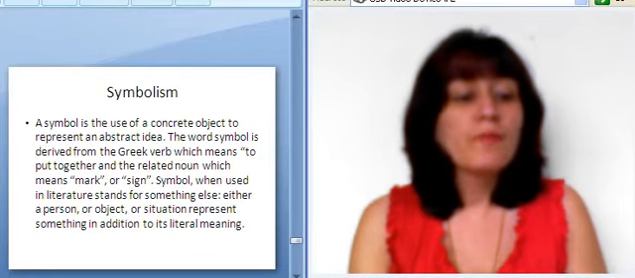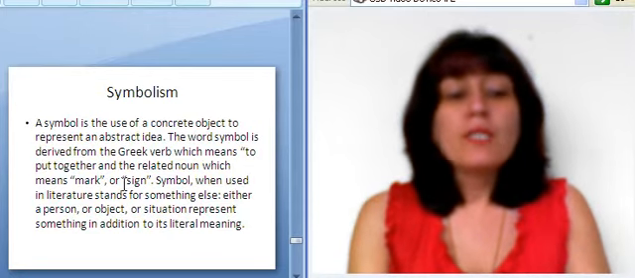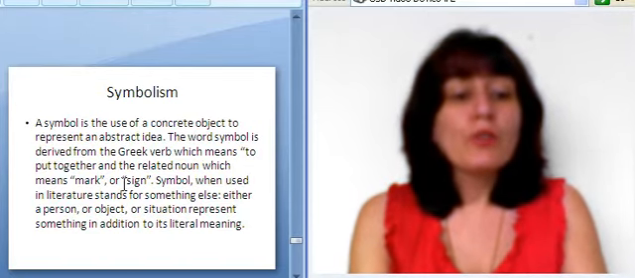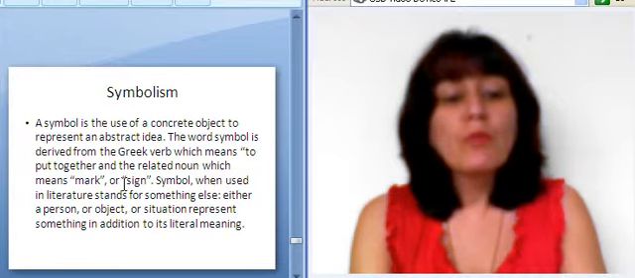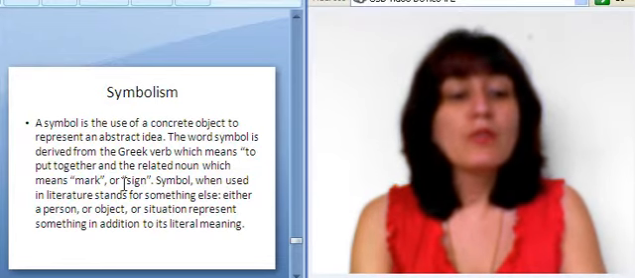So, a symbol is the use of a concrete object to represent an abstract idea. The word symbol is derived from a Greek verb which means to put together, and the related noun which means mark or sign. A symbol, when used in literature, stands for something else. Either a person, object, or situation represents something in addition to its literal meaning.